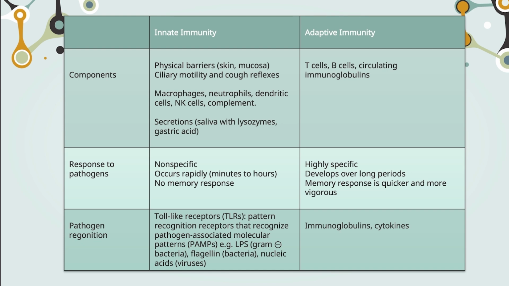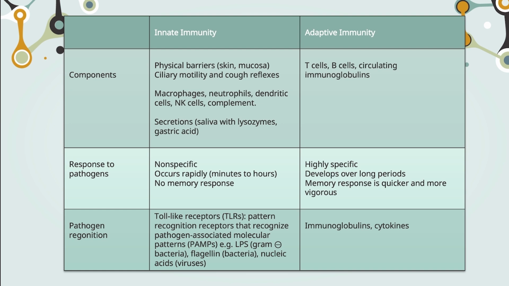So toll-like receptors can recognize pathogen-associated molecular patterns, or PAMPs. Talking about gram-negative bacteria, they have lipopolysaccharide. And our toll-like receptor recognizes lipopolysaccharide and knows that this is a foreign pathogen, this is a bacteria, and the body knows that we need to destroy these pathogens.